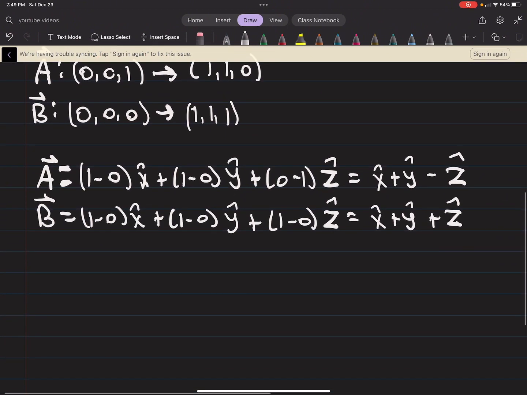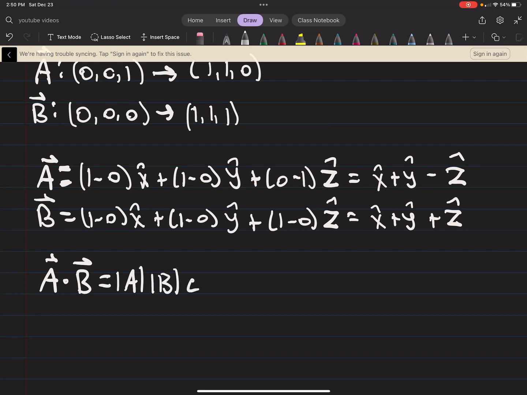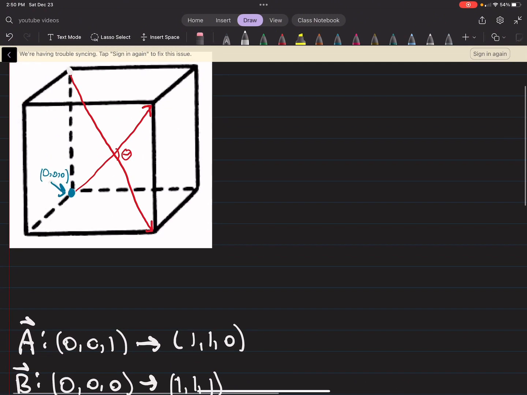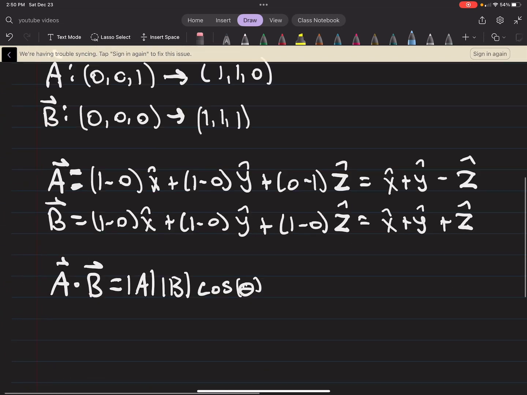So now what we're going to use is our formula for the dot product, which says that the dot product between two vectors is equal to the magnitude of the two vectors times cosine of the angle between them. And the angle between vector B and vector A is theta, which is exactly what we're looking for.